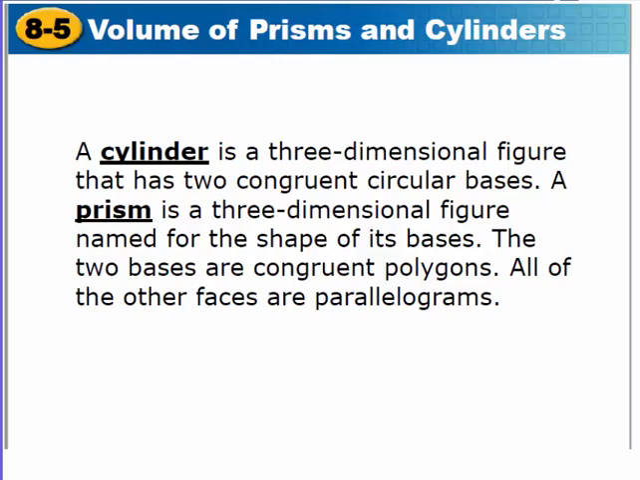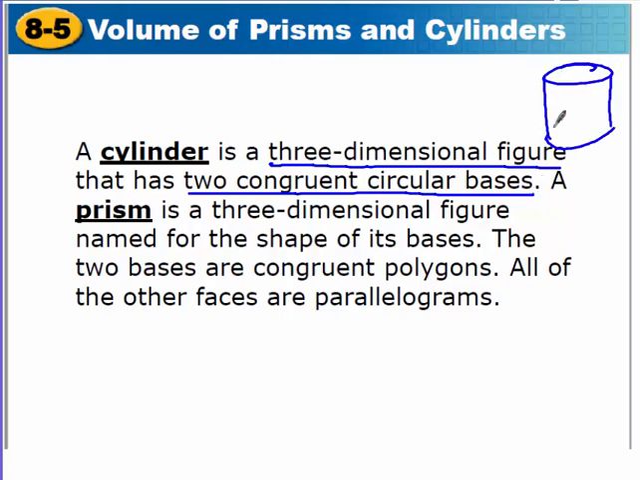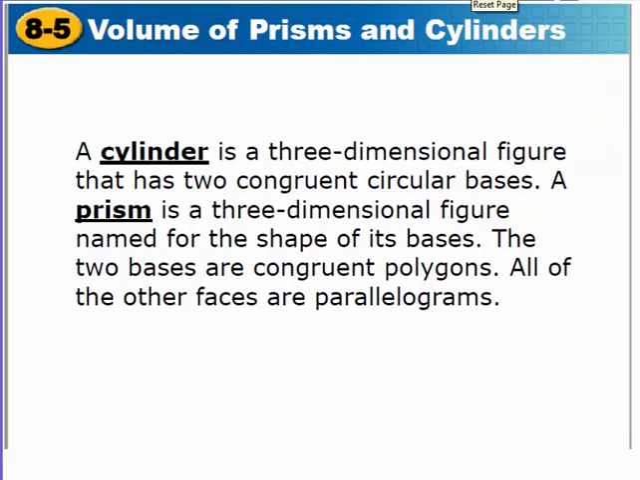Well, for a cylinder, we know that it is a three-dimensional figure that has two congruent circular bases. That's what we know about a cylinder. Okay, so that means we've got a circle base here and we have another circle base here. Okay, so that's what a cylinder is. So a cylinder is known as a can. Is basically what it amounts to. Now a prism, so what's the difference between them?